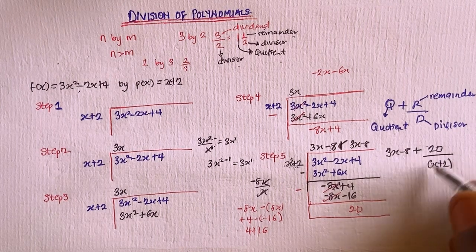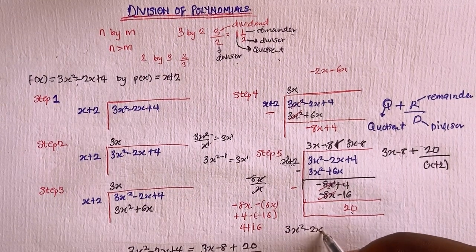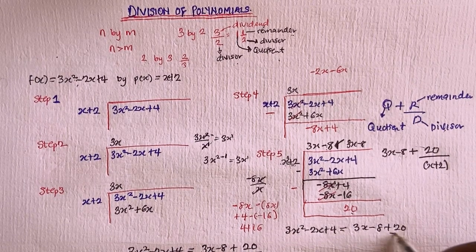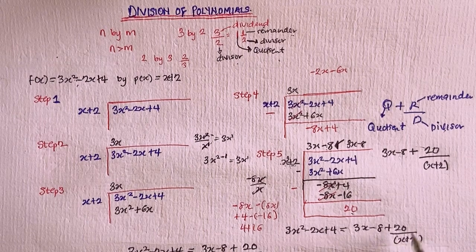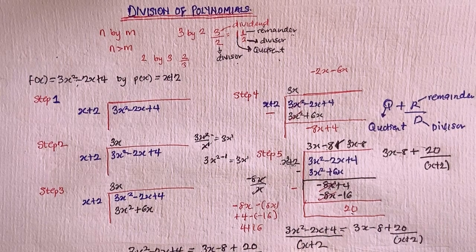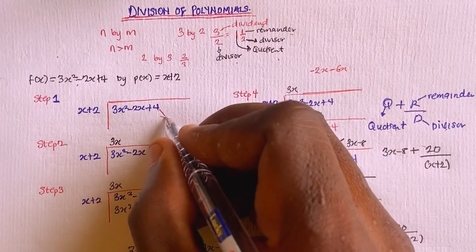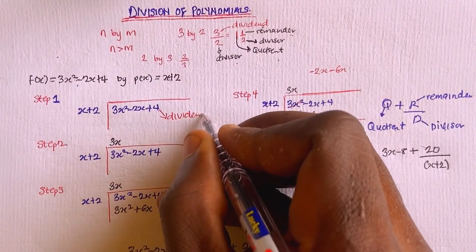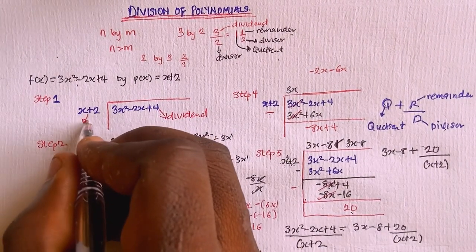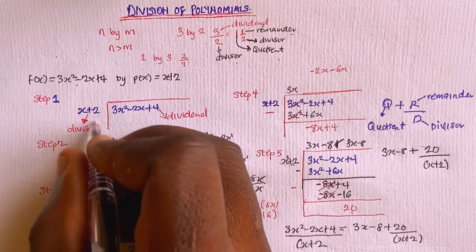This shows us this expression is the same thing as writing 3x squared minus 2x plus 4, which equals 3x minus 8 plus 20 divided by x plus 2. So this expression is equal to this divided by x plus 2. To summarize all this, what you need to know here is that this is our dividend. You place your dividend inside. The dividend is always found at the numerator side. Then your divisor is always present at the denominator.